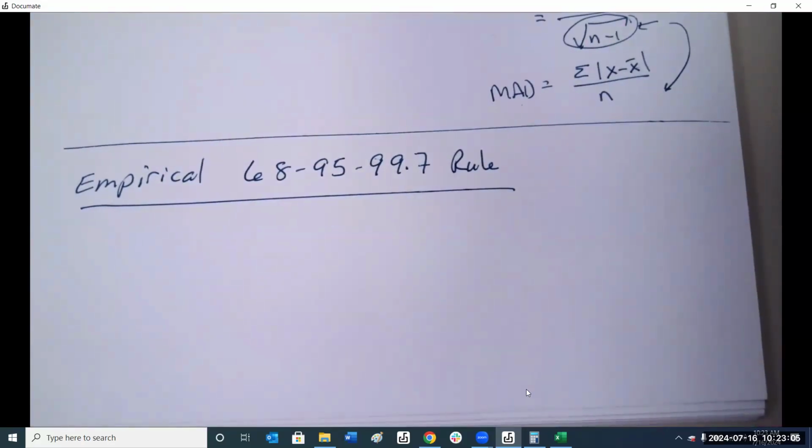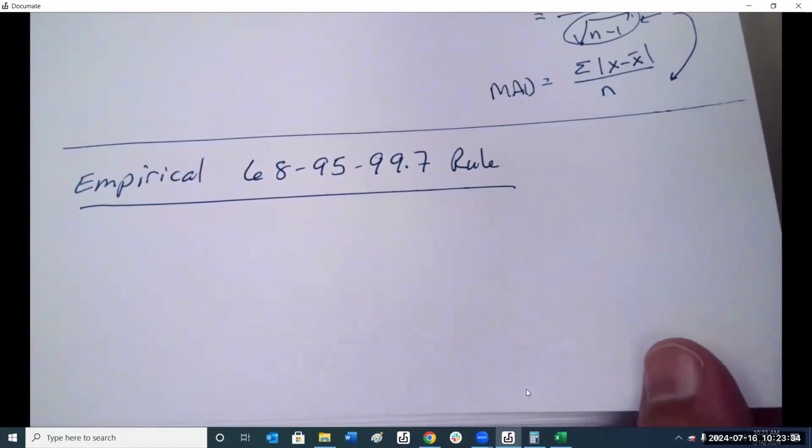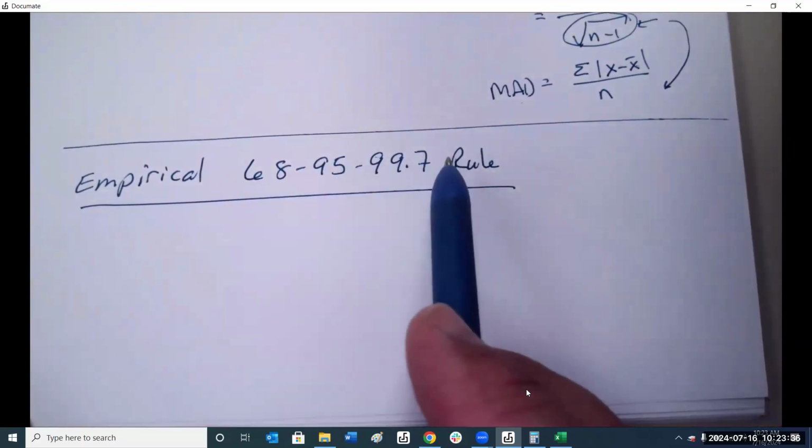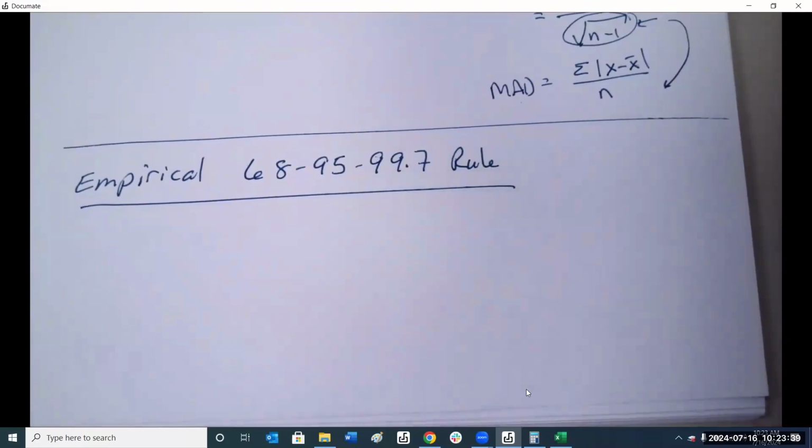Here's the empirical 68, 95, 99.7% rule. Empirical simply means it has solid data. It has proof for it, as opposed to speculative, where it's just made up and not really verified. Now, what do these represent? It's funny that these represent standard deviations.